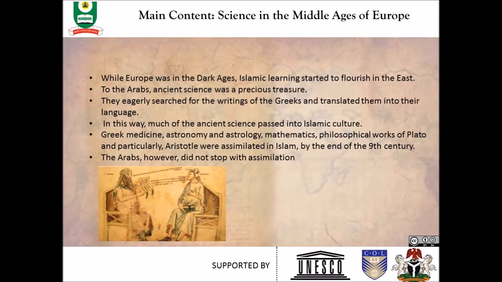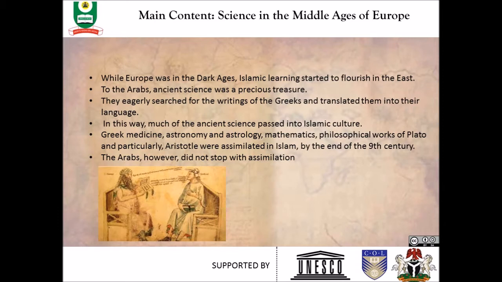Greek medicine, astronomy and astrology, mathematics, and the philosophical works of Plato, and particularly Aristotle's, were assimilated in Islam by the end of the 9th century. The Arabs, however, did not stop with assimilation. They criticized and tried to make their own inventions. Don't you think that should be the attitude of Africans towards scientific achievements?